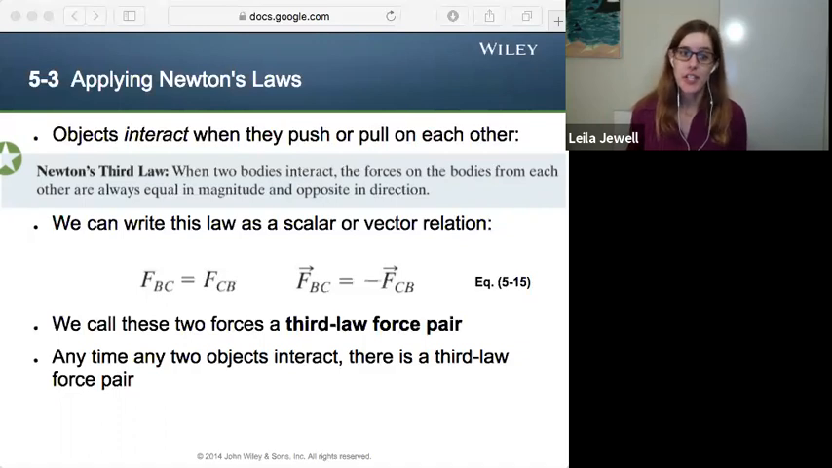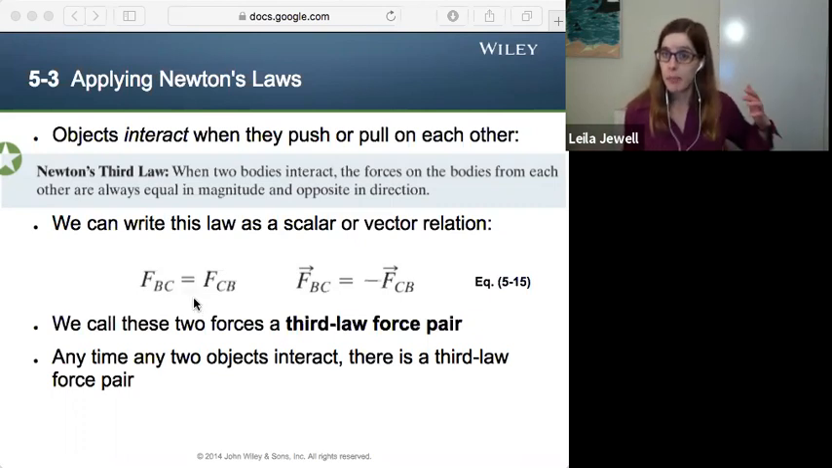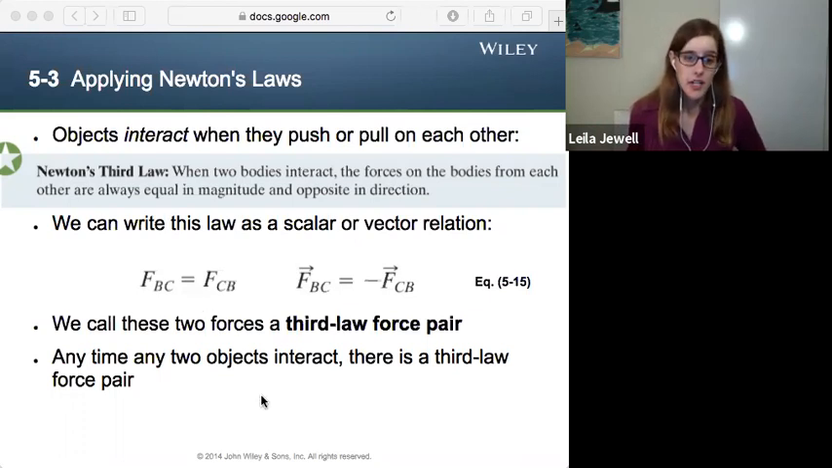We can write this as a scalar or a vector relation, right? Here we say the force of B from C is equal in magnitude to the force on C from B. In the vector form, if we add the vector symbols, we'd have a negative sign to show that it's the opposite direction, because negative signs are just telling us about the direction. So we'd call these two forces a third law force pair, right? The force of me hitting the wall and the force of the wall hitting my hand. Anytime two objects interact, there's a third law force pair.